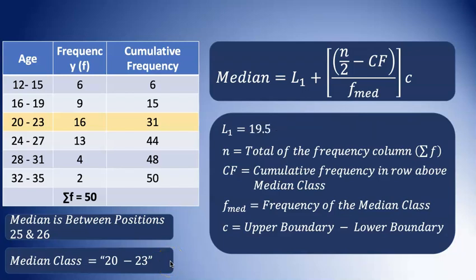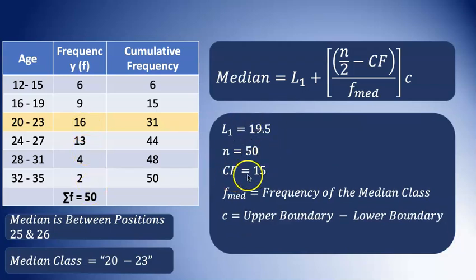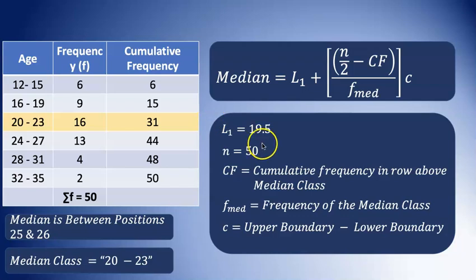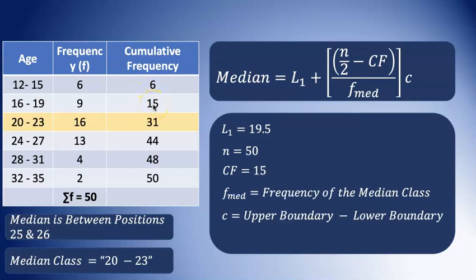So let's go. L1 is the lower boundary for the median class, so that would be 19.5. N, we already said N is 50. CF is the cumulative frequency in the row above the median class. The median class is 20 to 23, and the cumulative frequency in the row above that is 15. So CF is 15. F med, the frequency of the median class, is 16.